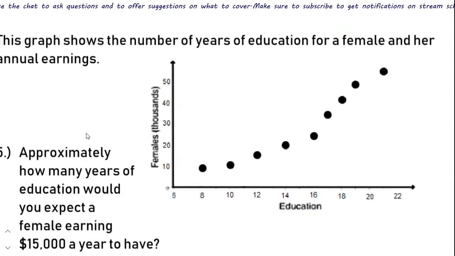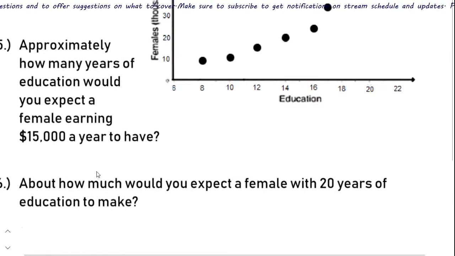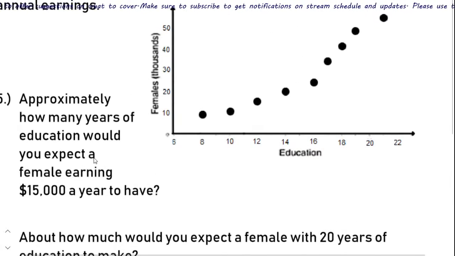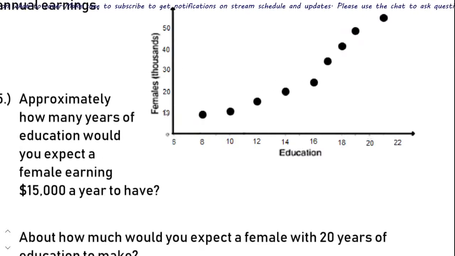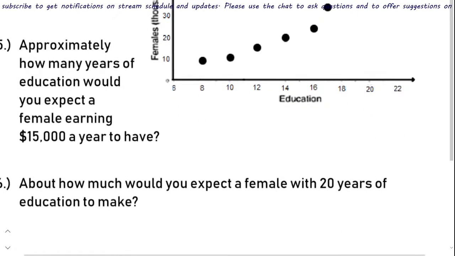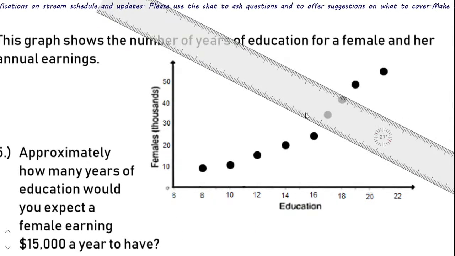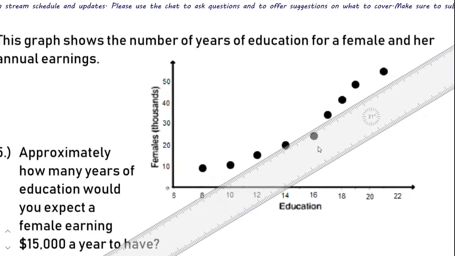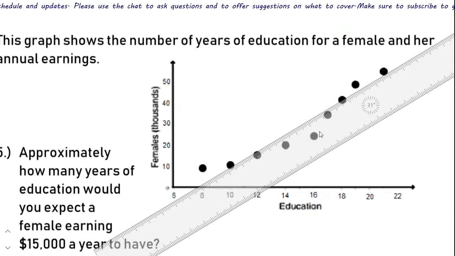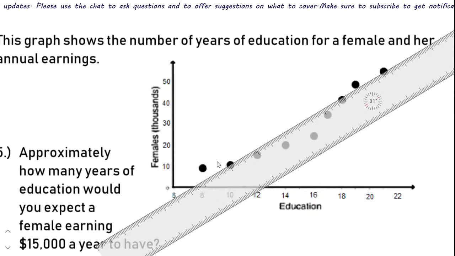So the graph shows the number of years of education for a female and her annual earnings. So approximate how many years of education would you expect a female to have to be earning 15,000 a year? So 15,000. Let's draw our line first. Looking at this, it's about a positive trend, and I would say something along that. That would be about good, I think.